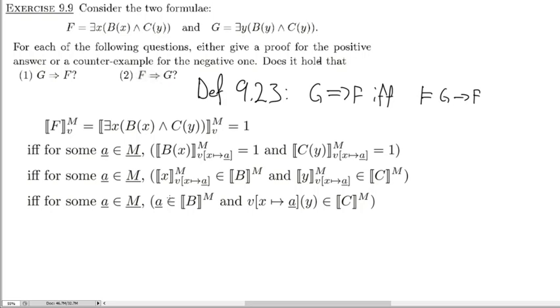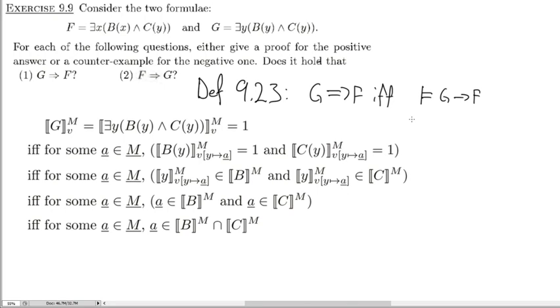For this first part here, this means that there has to be some a in M which is in B, and this y under the valuation is in C. So notice the difference here. This x here was bound under the existential quantifier, so they're saying there has to be some a which is in B, but here they're saying that this y, whatever this y is mapped to, has to be in C for it to be true.